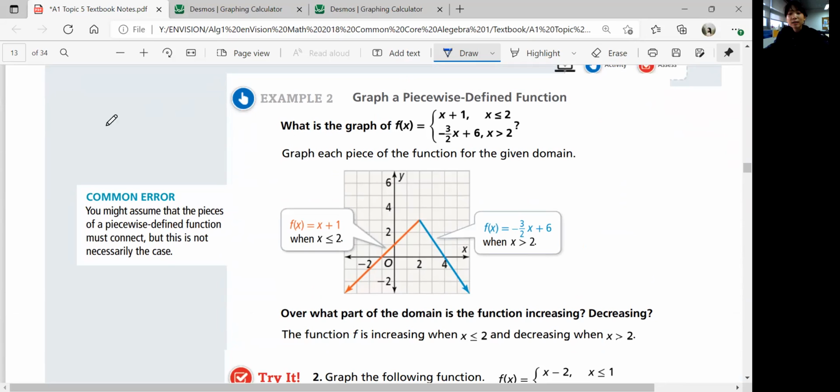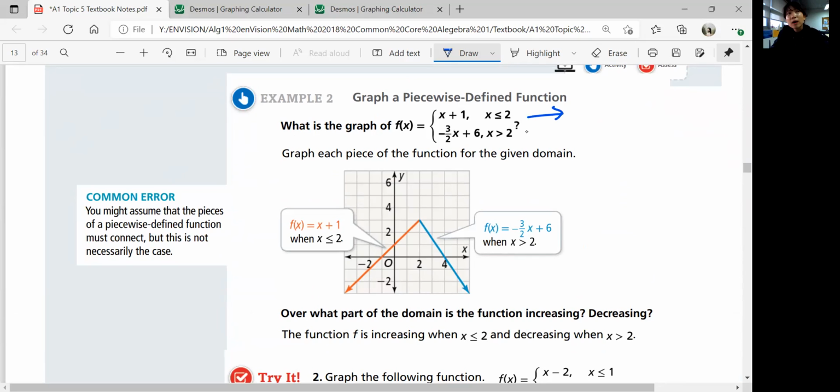Graphing a piecewise defined function. How do we graph if we have a piecewise defined function as an equation? So let's figure this out. What is the graph of x plus 1 when x is less than or equal to 2, and negative 3 over 2 x plus 6 when x is greater than 2? So we're going to look at one by one.